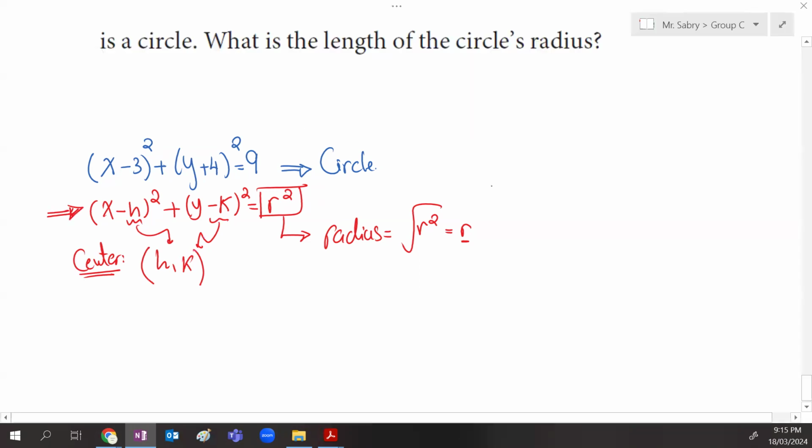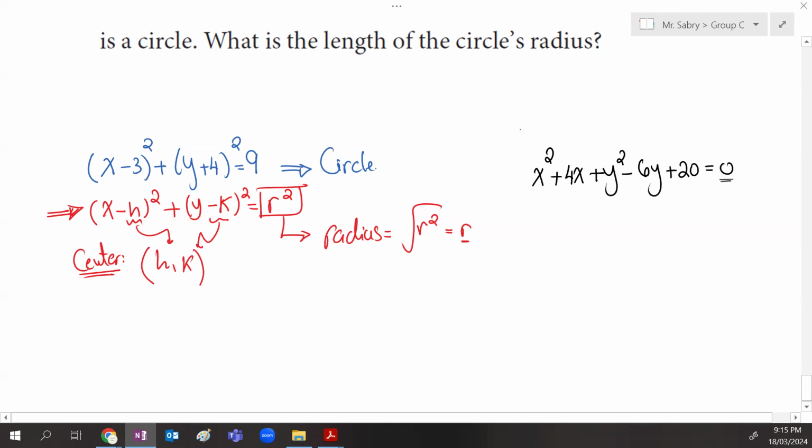Some questions would have a function that looks like this: x squared plus 4x plus y squared minus 6y plus 20 equals 0. And you will be asked to find the center and the radius as well. Because this is not the same form as that, we can't say that the radius is this number. We can't. We have to put them in that form first.